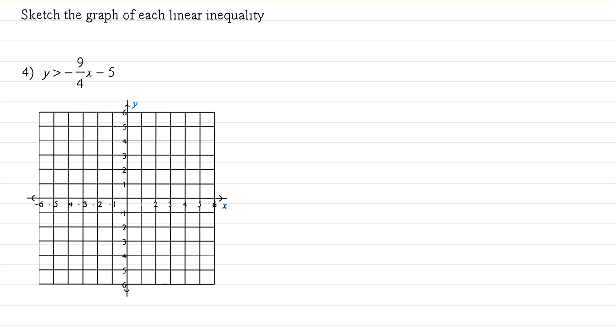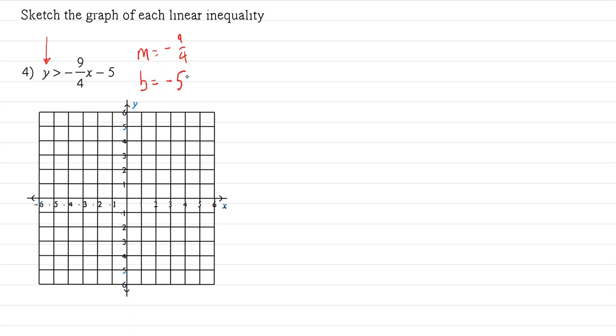So for this example, we're going to use the slope-intercept form. Well, you notice that the equation's already set because y has already been solved for. So what we're going to do is we're going to go ahead and isolate m and b. Well, for m, we have a negative 9/4 slope, and for b, we have a negative 5.